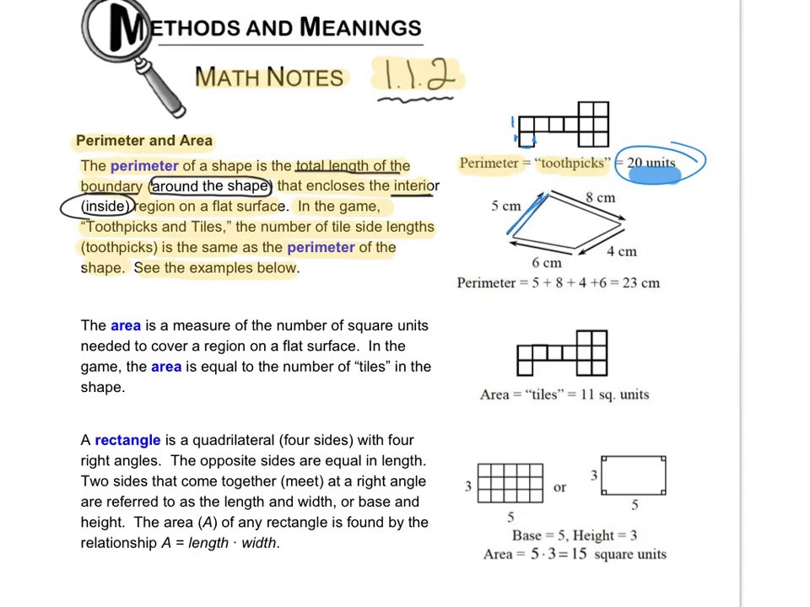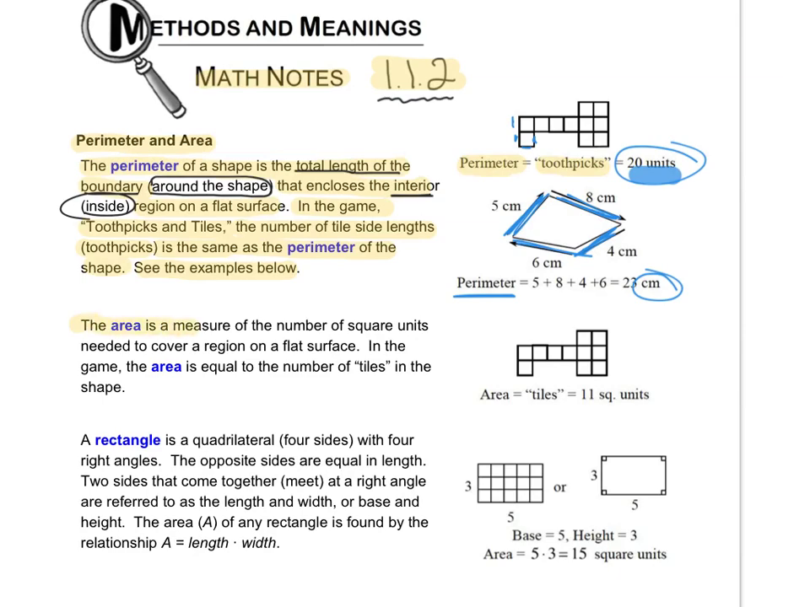Now, if we don't have those shapes, we have lengths. This is a length of 5, length of 8, length of 4, and length of 6. So perimeter is adding all these measurements. That's called total length. And notice it's staying in centimeters. It's the same unit as everything else because you're adding around the shape.